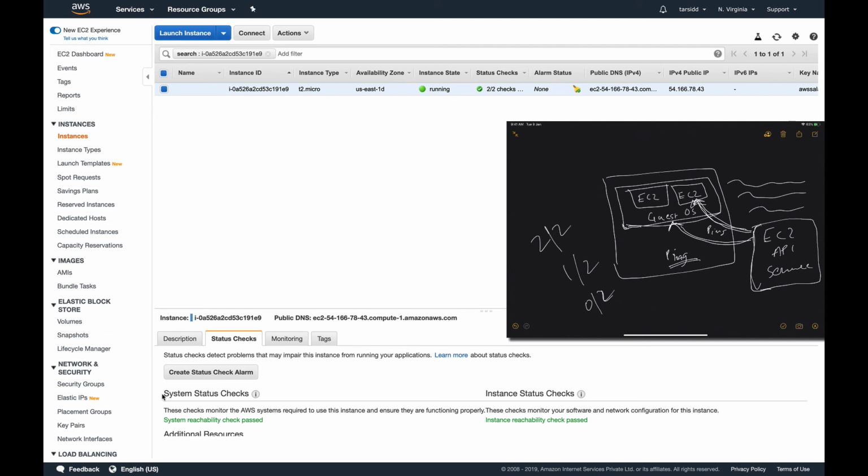But when your system status check fails, you have no other option but to reboot your instance. What rebooting does is it takes this EC2 instance from this host and places it onto another, healthy host. So this is how this basically functions when you reboot. This is what happens behind the scenes. That is why your status checks come up.